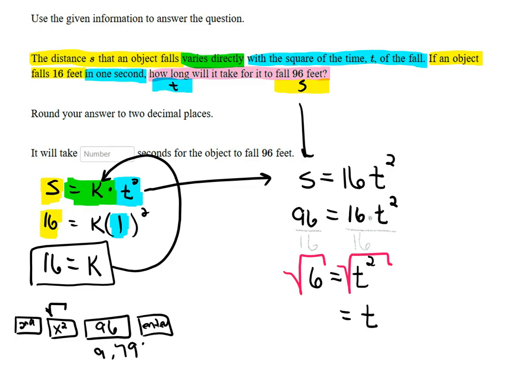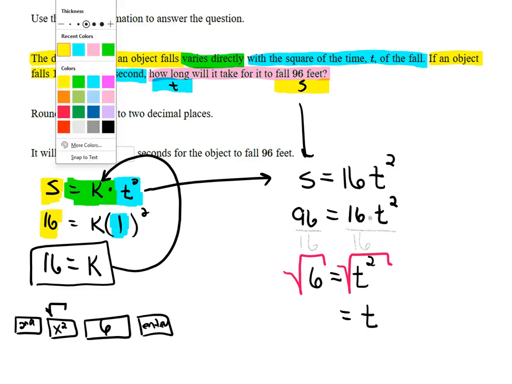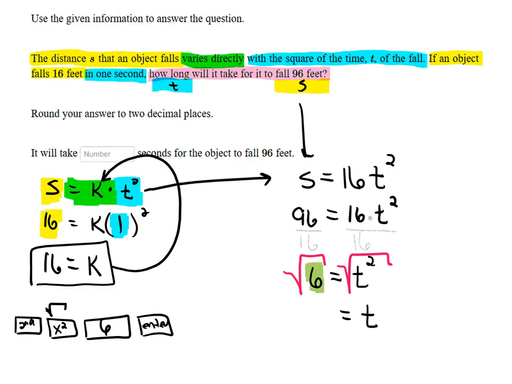9.79, not 96. Sorry, 6. 6, not 96. I already divided 16 into 96. It's a 6 right here. See the 6? That goes there. Sorry. Square root of 6. That's much better. There we go. 2.44948, and it just goes on after that.